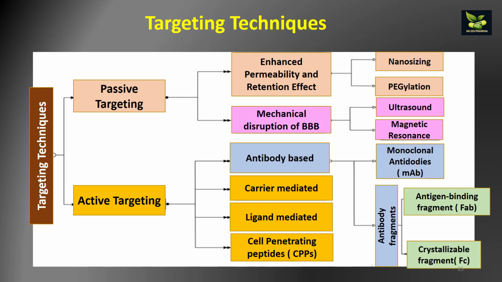Then, in active targeting, we can see four types: antibody-based, which is monoclonal antibodies, and antibody fragments, which constitute antigen-binding fragment and crystallizable fragment. Then, carrier-mediated active targeting, the ligand-mediated active targeting, and cell-penetrating peptides.